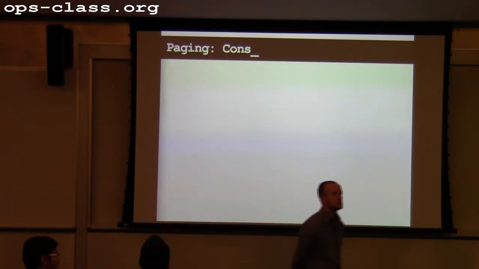What about cons of paging versus segmentation? What's one significant potential problem here? AJ.